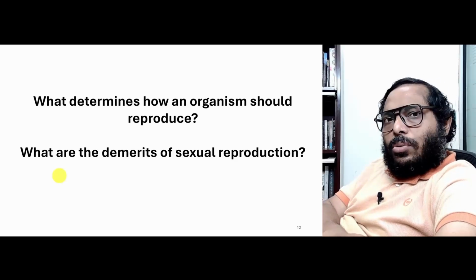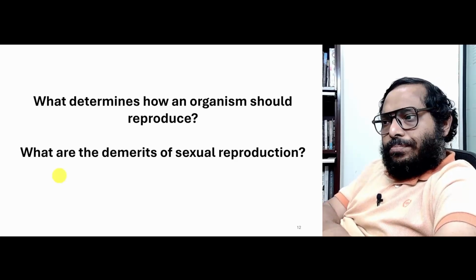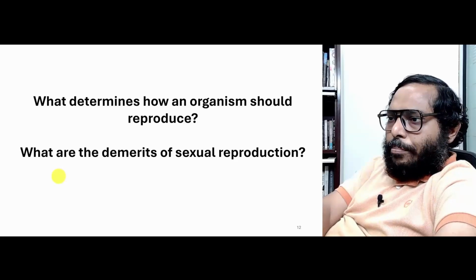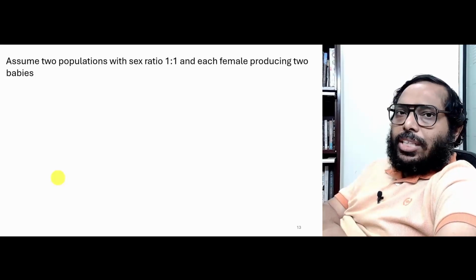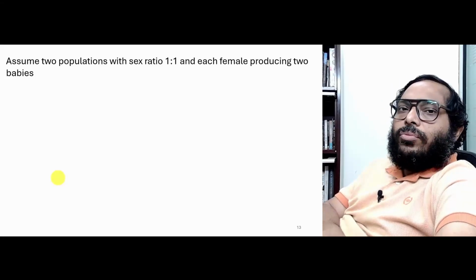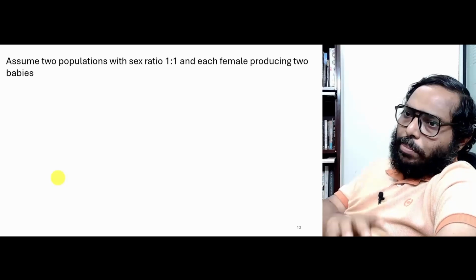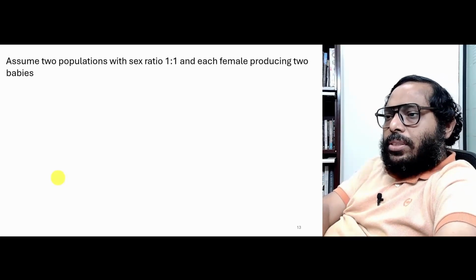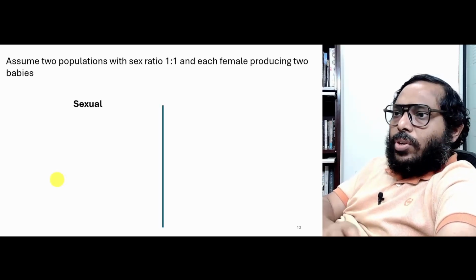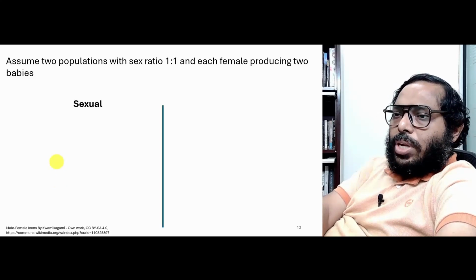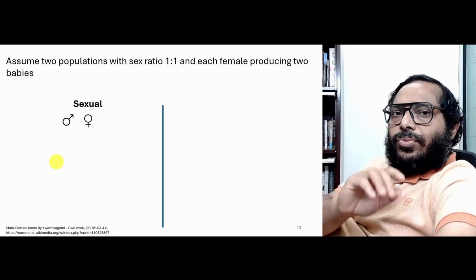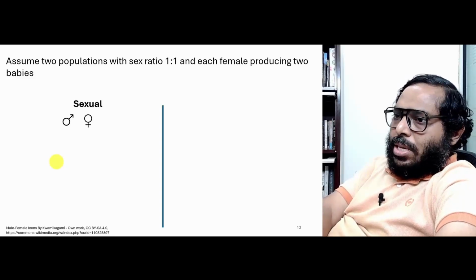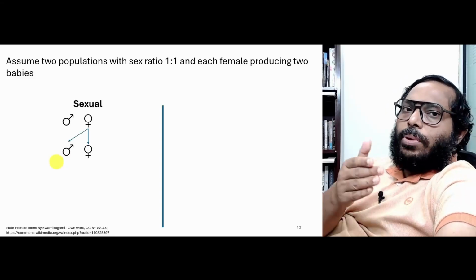And turns out that there are quite a few. So, let us start with perhaps the biggest one. So, let us take a toy example. Suppose you have two populations, both of which have a sex ratio of 1:1, and in each one of them, the females on an average produce 2 babies. Now, let us assume that the first population is sexual, which means that 1:1 sex ratio means that on an average we have 1 male and 1 female, and this female is now going to produce 2 babies, and one of them will be male, the other will be female.